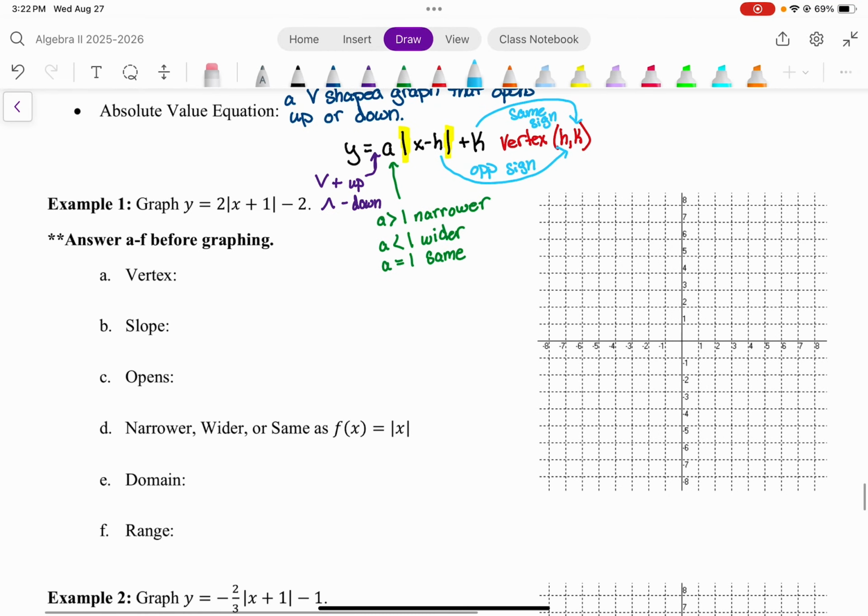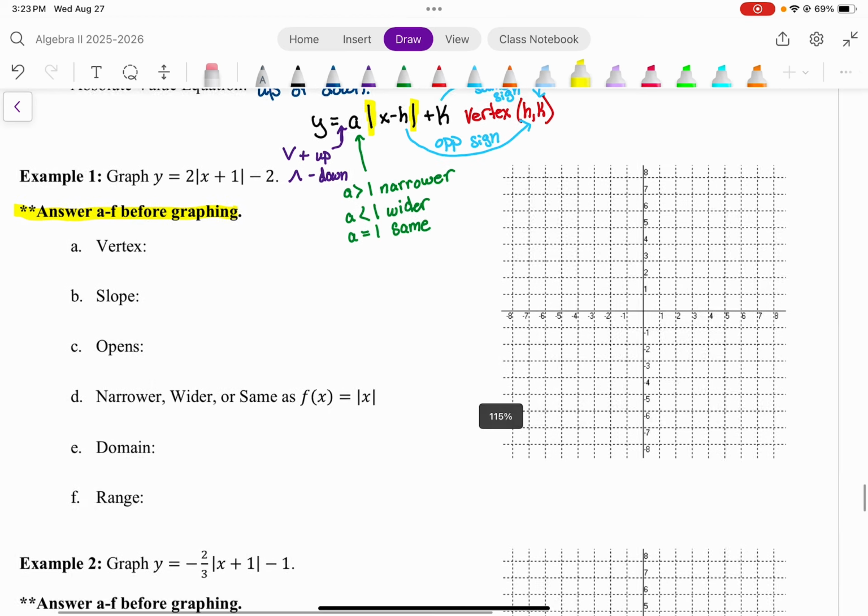So for example 1, we're going to graph the equation y equals 2 times the absolute value of x plus 1 minus 2. And with this one, we are going to answer the questions A through F before graphing. The reason we are going to do that is because sometimes you'll be asked to answer these questions without having to graph the equation or without having space to graph it. So you need to know how to answer them without depending on that graph.